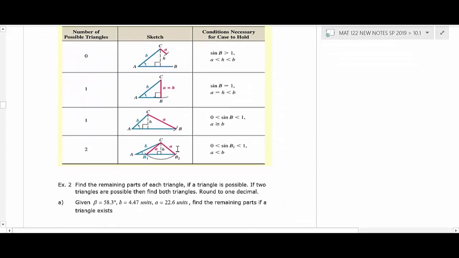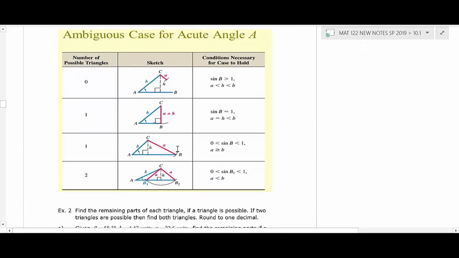On this next page, I'll summarize what these things are. You don't necessarily have to know this information here. You just need to be able to solve the problem, and as you solve it, be able to figure out if there's a solution or not, or one or two solutions.